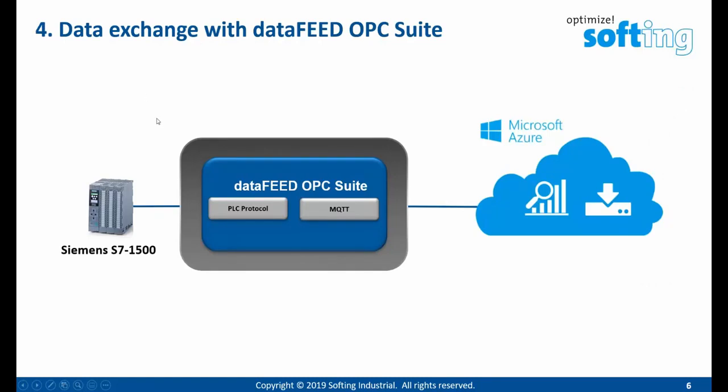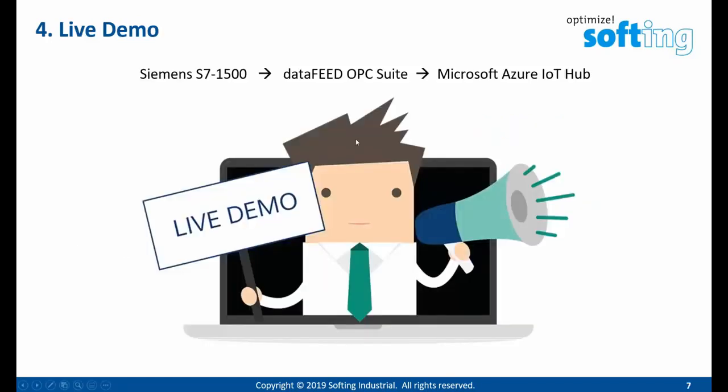What we are doing today is simply described. In the first step, we will establish a connection between dataFEED OPC Suite and the S7 1500. This is followed by establishing the connection on the MQTT side, between dataFEED OPC Suite and Microsoft Azure. And in the third step, we have to decide which data we want to send, so we have to do a mapping. This is already the end of the theoretical part. I will now start with the live demonstration.